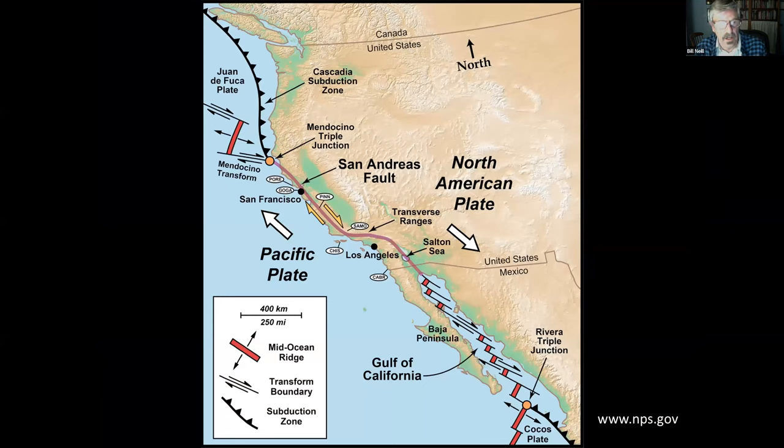Here's the present, a cartoon of the present situation. We have the East Pacific Rise coming into the Gulf of California, and then it's turning into a series of very short spreading centers being offset by transform faults all the way up into the Imperial Valley. And then we have the San Andreas going all the way up to Cape Mendocino. And then we have more spreading ridge up off of Oregon and Washington. Now I'll show you how that happens.